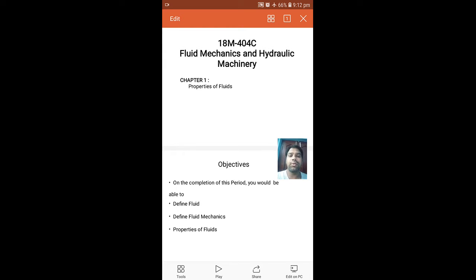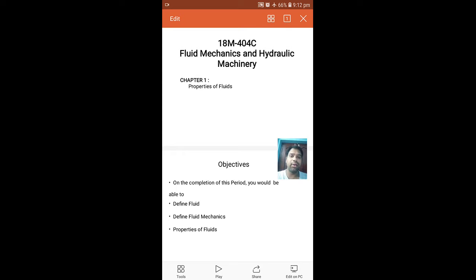So before going into the subject, fluid mechanics and hydraulic machinery, what is the importance? Being a diploma student, why do we have to study this subject? The main importance is that fluid mechanics is concerned with the behavior of liquids and gases, which are at rest as well as in motion. This is related to fluid mechanics.